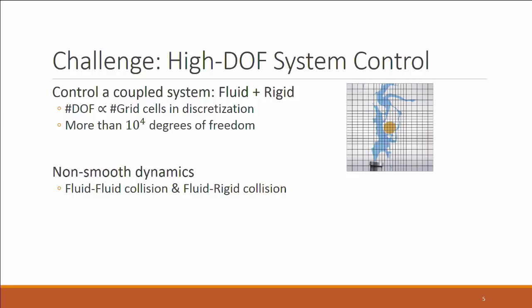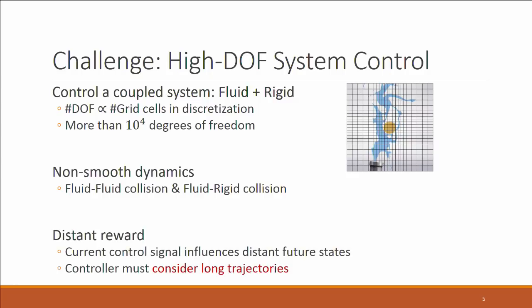And then a second challenge is called non-smoothness. In this case, your dynamic system has a lot of collisions between fluid particles or fluid and rigid body. So if either of these cases happens, you're introducing some non-continuous operator in your dynamic system. And it's known that controlling this kind of thing is very difficult.